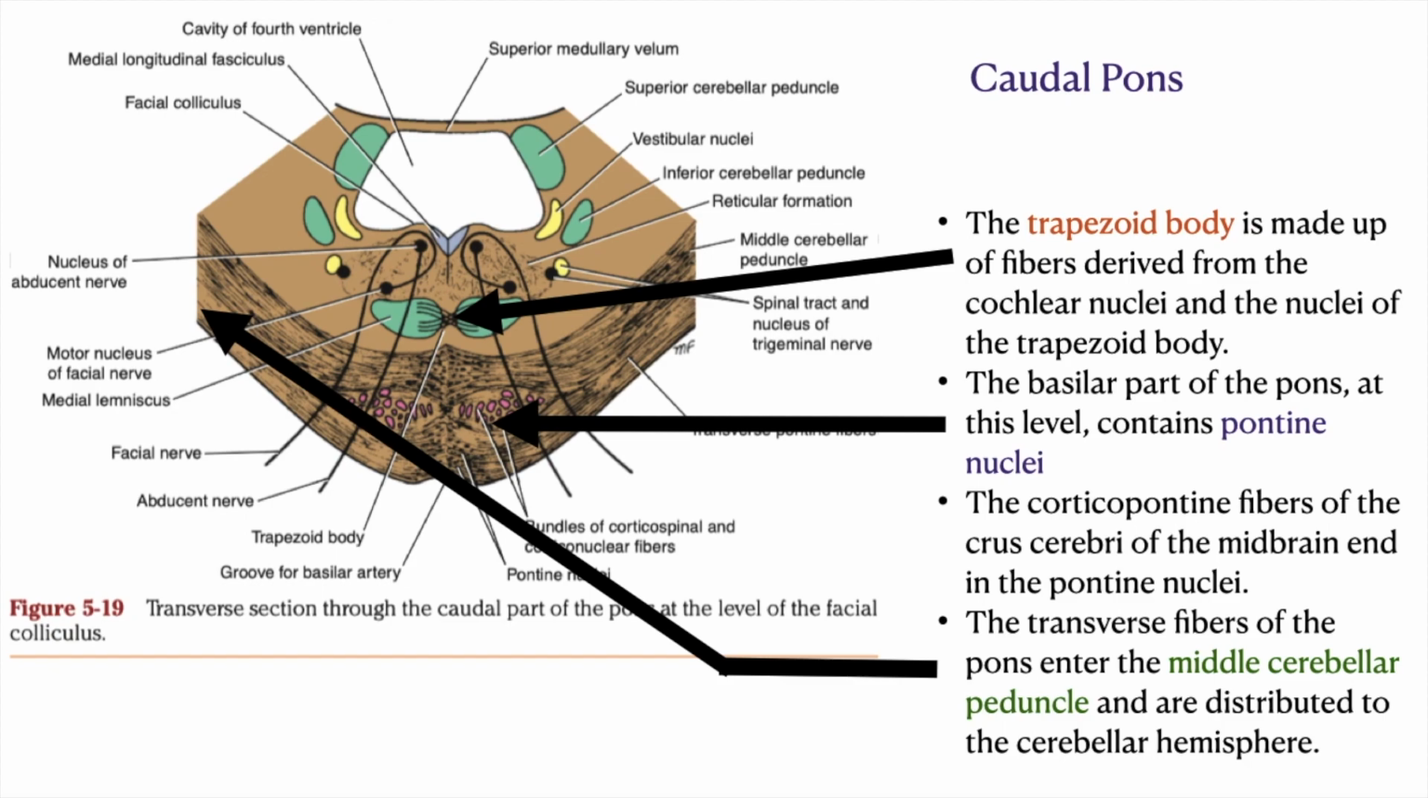Corticopontine fibers of the crus cerebri of the midbrain end in the pontine nuclei. The transverse fibers of the pons enter the middle cerebellar peduncle and are distributed to the cerebellar hemisphere.